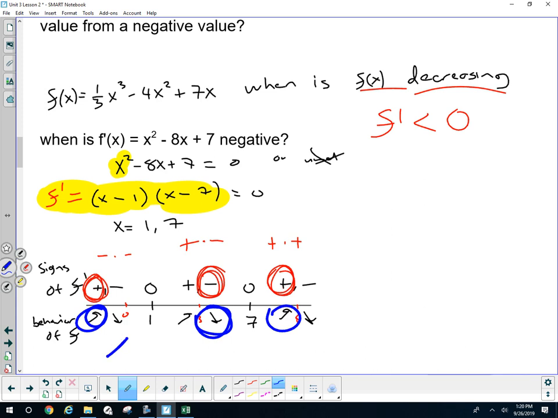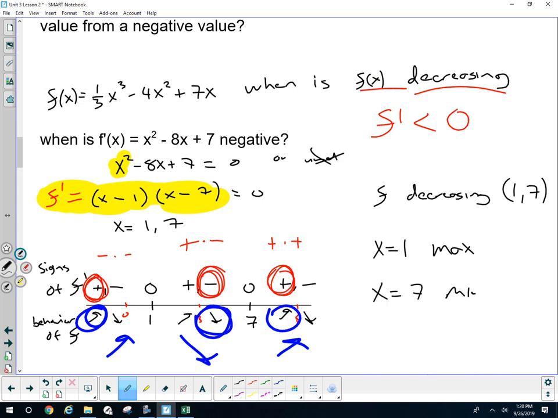Knowing that my function is going up, then down, then up, I know f is decreasing between 1 and 7. I know x equals 1 is a max. I know x equals 7 is a min. We now can take our critical points, do some analysis, and discover if they are actually, in fact, locations of maxes or mins.